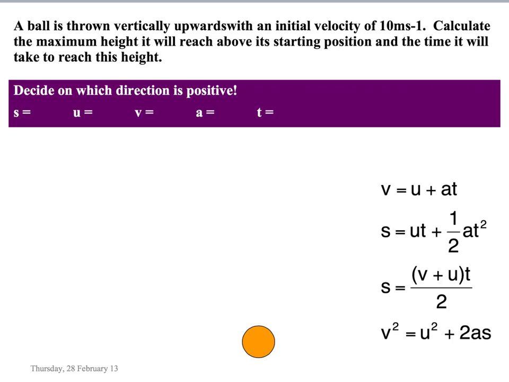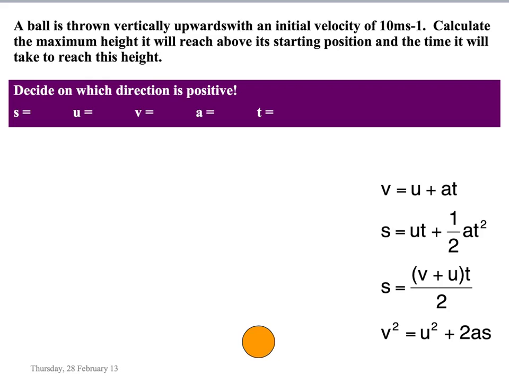So we still need V, because we need three things to be able to calculate the other two. The thing that you've got to appreciate is as the ball rises, it's going to get slower and slower and slower until finally, at the top of the height that it reaches, its actual velocity is going to be 0. So here the final velocity is 0 meters per second.